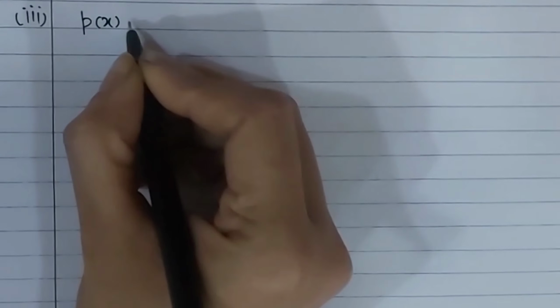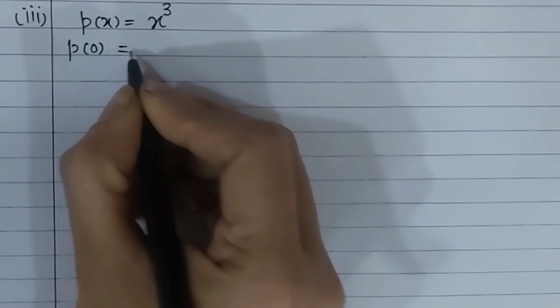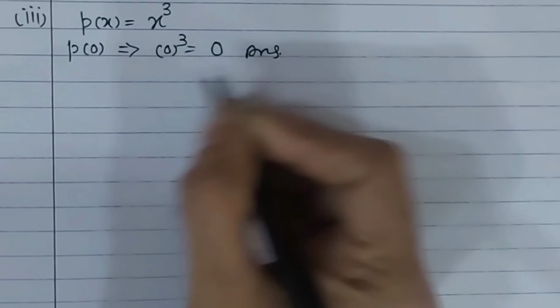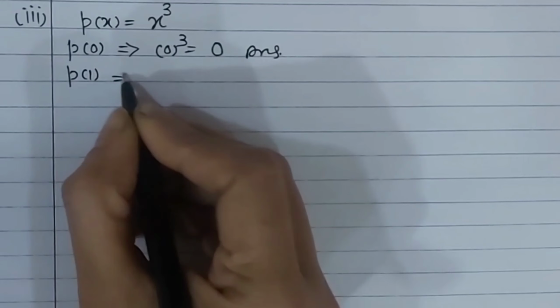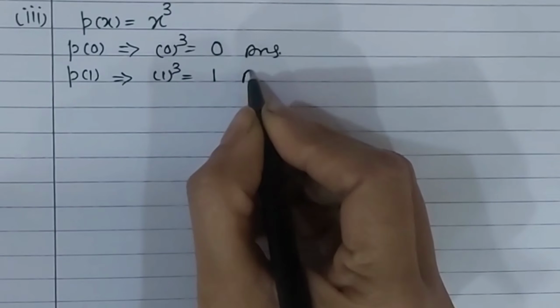Right? A third polynomial is px is equal to x cube. First of all, we find p0, which will be equal to 0. When we put p1, again we'll get 1 into 1 into 1 is 1, the answer.